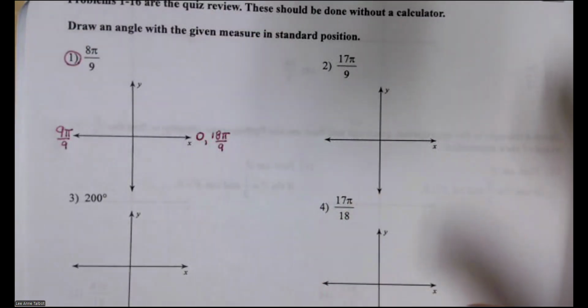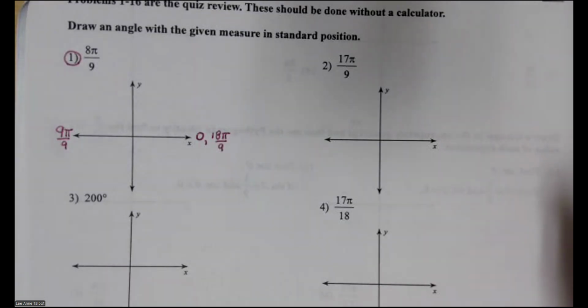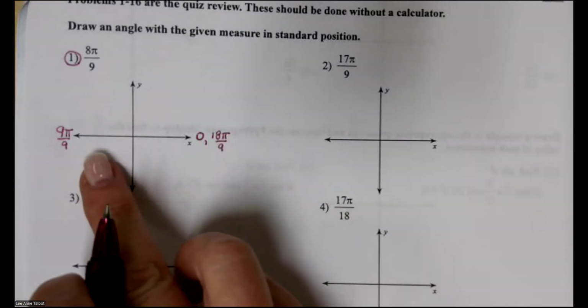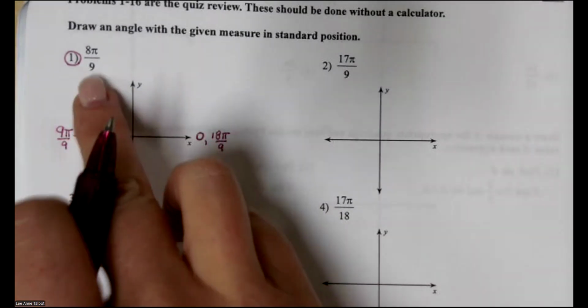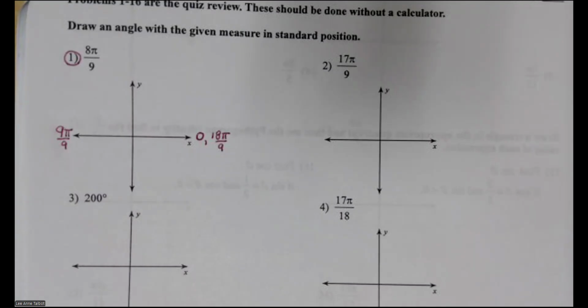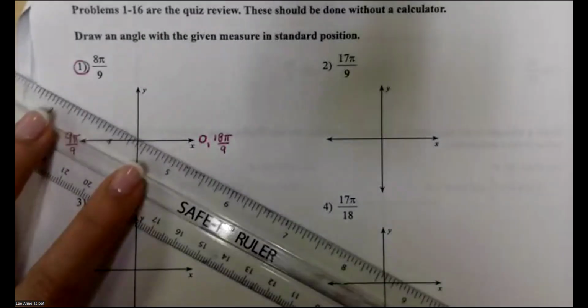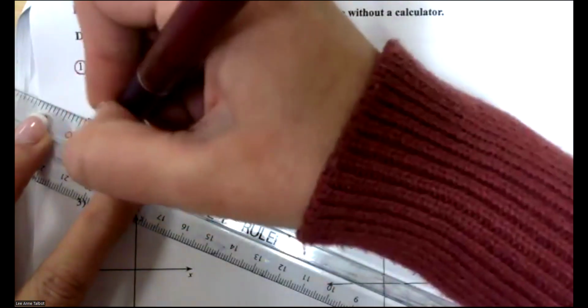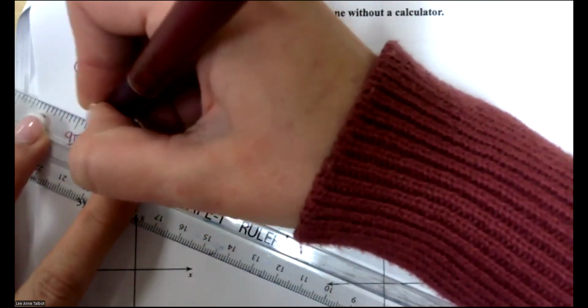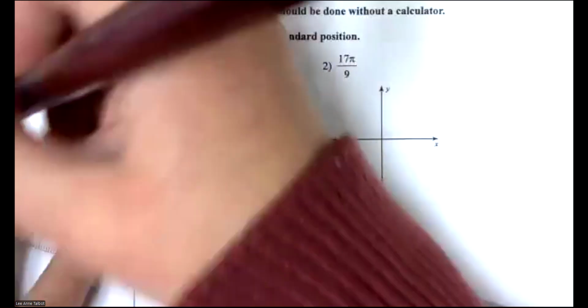Okay. Are you guys solid with my labeling? 0, 9 pi over 9, 18 pi over 9. Okay. So this is 8/9, so it's going to be right before the 9/9. So it's going to be like here-ish. Maybe not even that big, but it's okay. We have the gist of it.